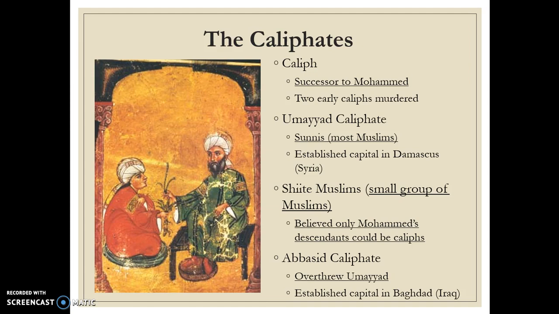You have the Sunnis, who make up most of Muslims today, and they established their capital in Damascus through the Umayyad Caliphate in Syria. And you also have the Shiite Muslims, and they're a minority group of Muslims who still are important in the Middle East today. They believe that only the descendants of Muhammad can be caliphs, not just anyone who assumes power. They established the Abbasid Caliphate, and they overthrow the Umayyad and established their capital in Baghdad, which is in modern-day Iraq.